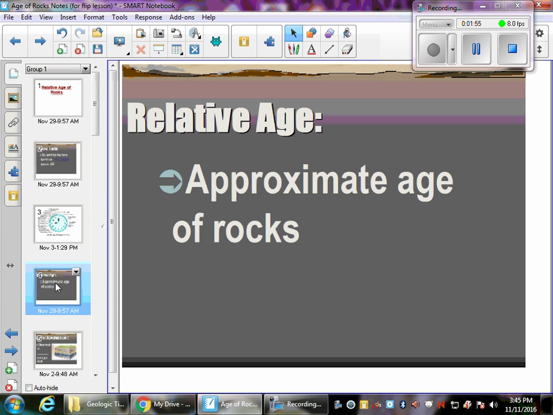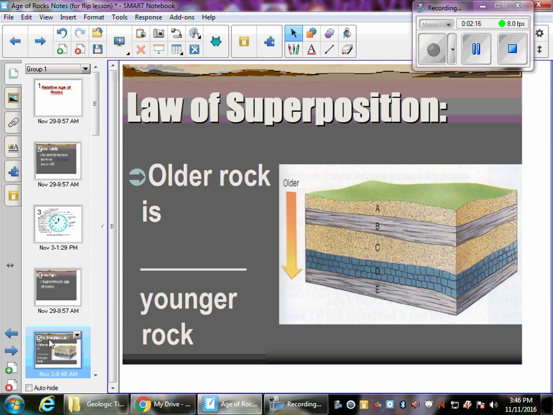Relative age is just another way of saying the approximate age of rocks. We're not really going to deal too much with numbers, and we're more looking at comparisons between which rock is older than another rock. So to figure this out, there's two rules or laws that we use. The first one is called the law of superposition.